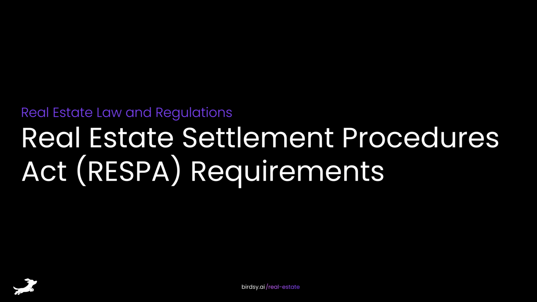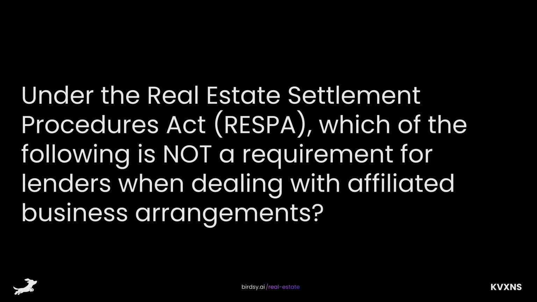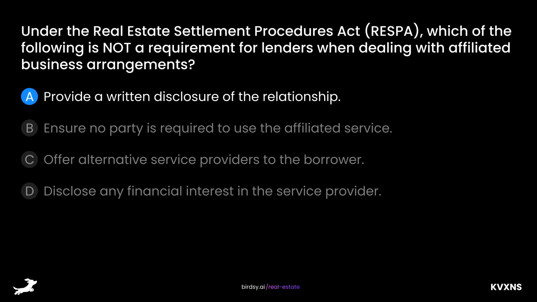Real Estate Settlement Procedures Act requirements. Under the Real Estate Settlement Procedures Act, which of the following is not a requirement for lenders when dealing with affiliated business arrangements? Is it A, provide a written disclosure of the relationship? B, ensure no party is required to use the affiliated service? C, offer alternative service providers to the borrower? Or D, disclose any financial interest in the service provider? The answer is C, offer alternative service providers to the borrower.